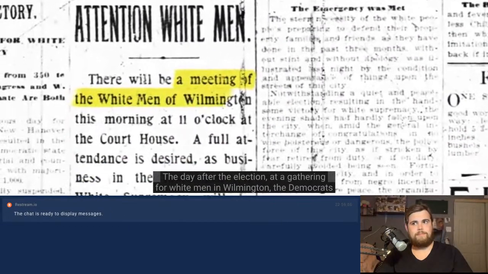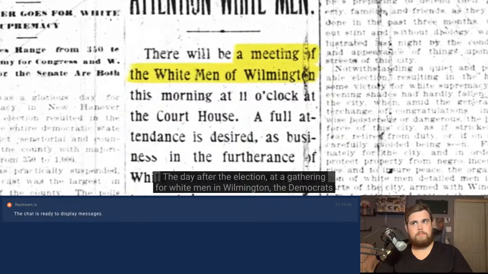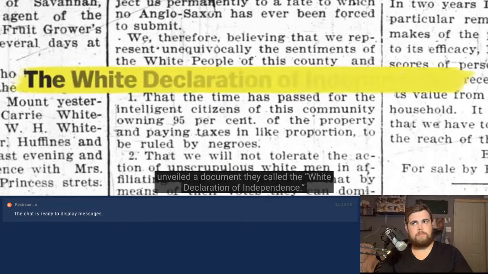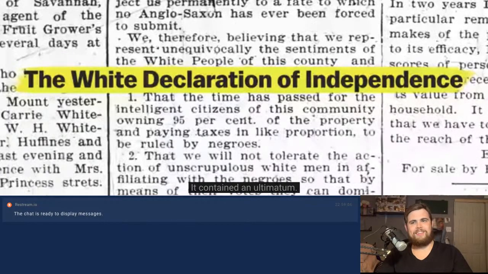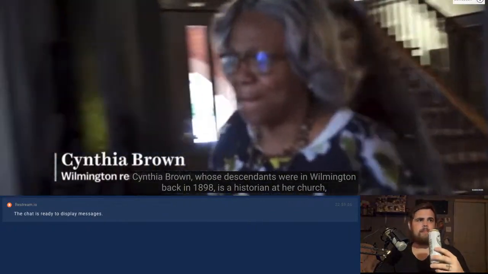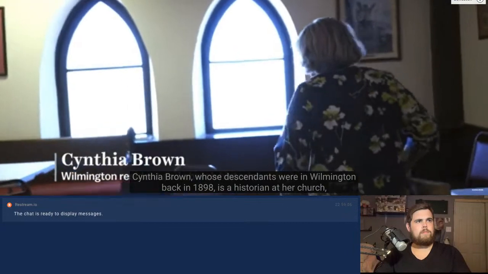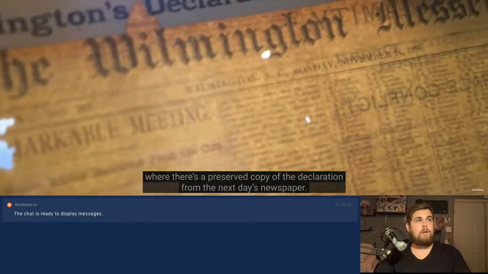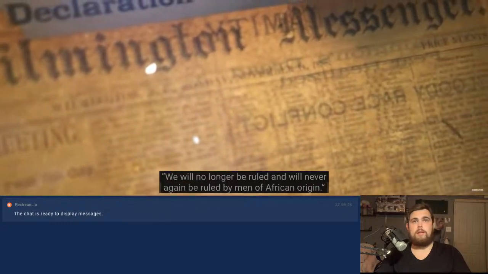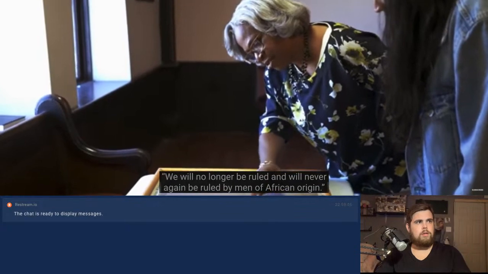The day after the election, at a gathering for white men in Wilmington, the Democrats unveiled a document called the White Declaration of Independence. It contained an ultimatum. Cynthia Brown, whose descendants were in Wilmington back in 1898, is a historian at her church where there's a preserved copy of the declaration from the next day's newspaper. "We will no longer be ruled and will never again be ruled by men of African origin."